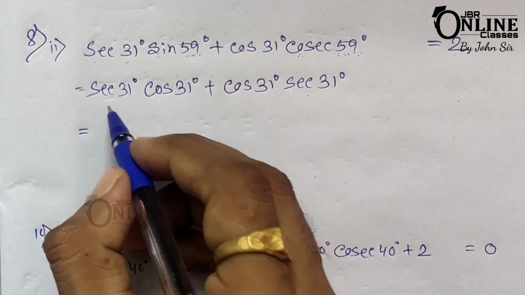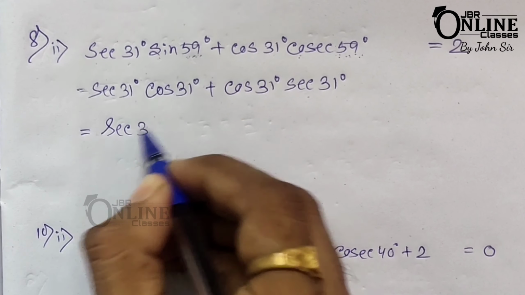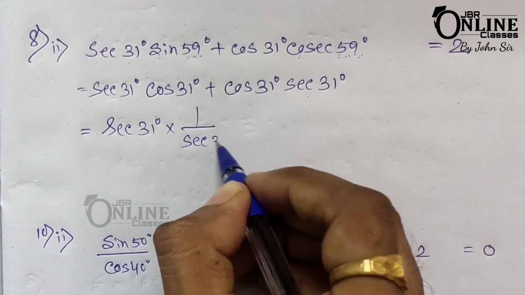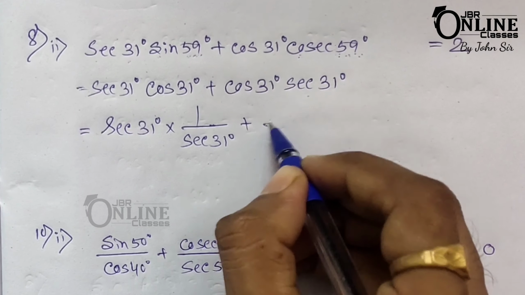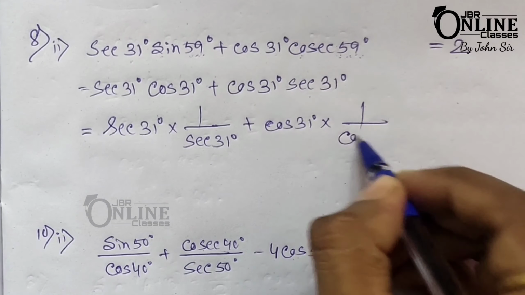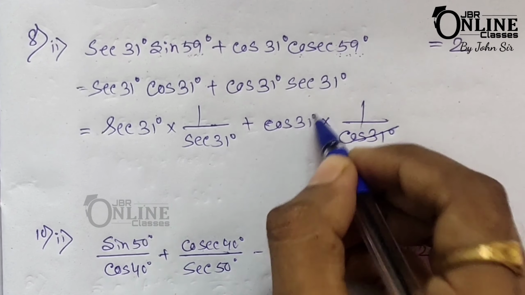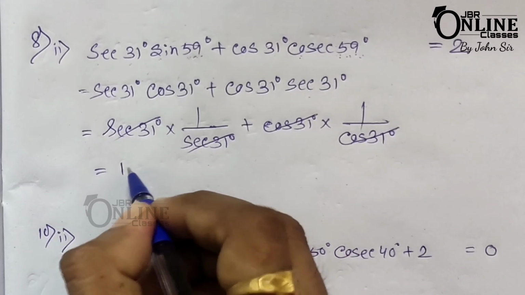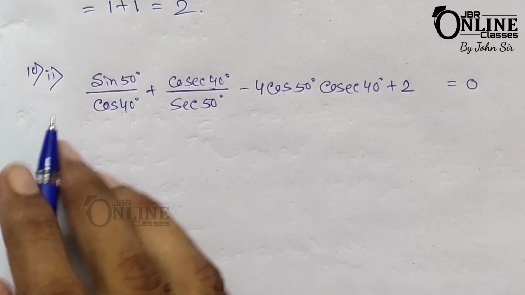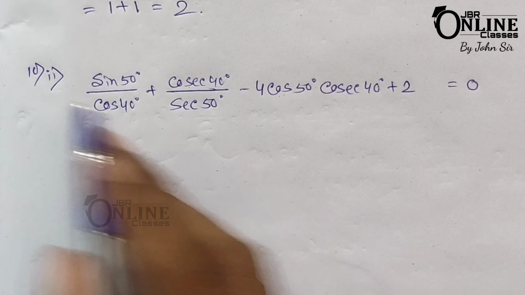So the next one, here sec 31 into, now cos 31 means 1 by sec 31. Next one, cos 31 into sec 31 means 1 by cos 31. So these two are cancelled out. So 1 plus 1, and that equals 2. So it's proved. Now next one, sum number 10.